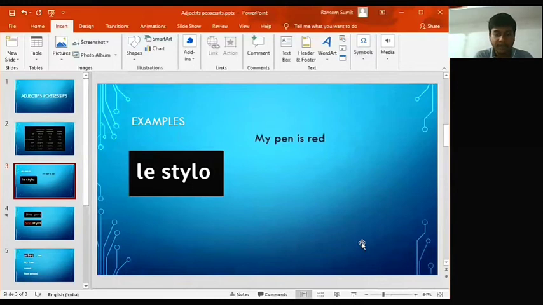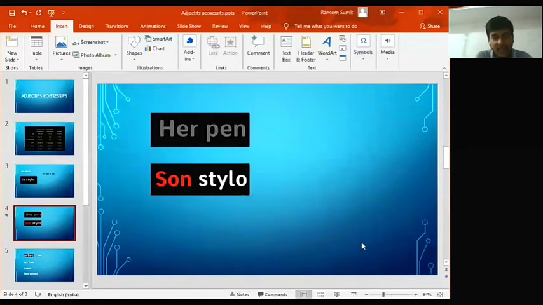Now, how do we say my pens are black? So my pens would be mes stylos sont noirs. That would be it.